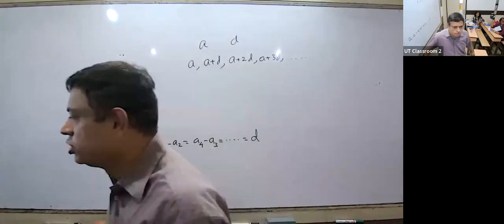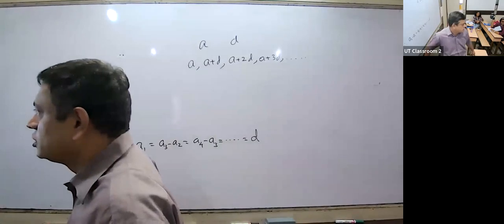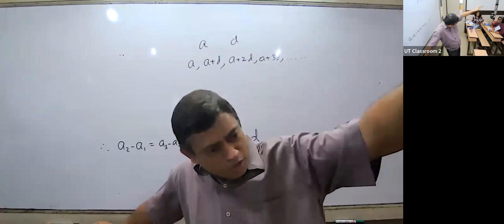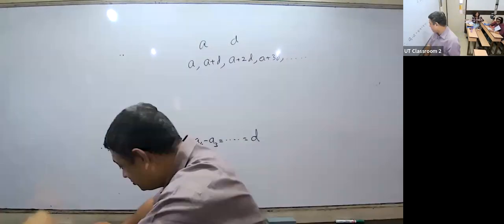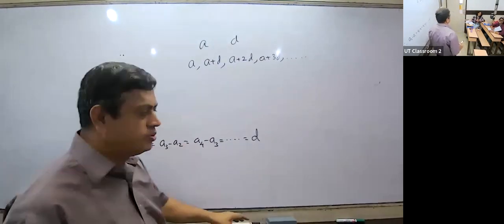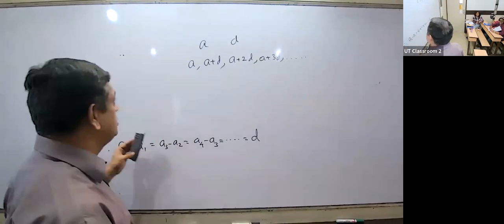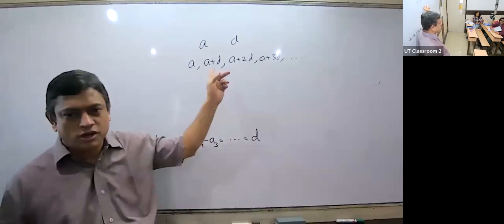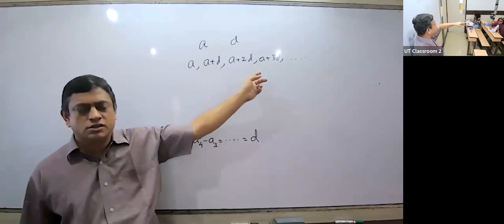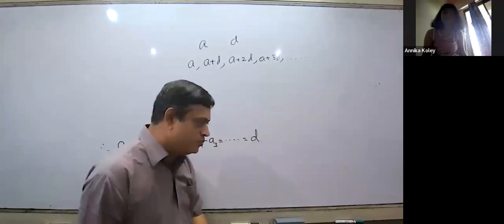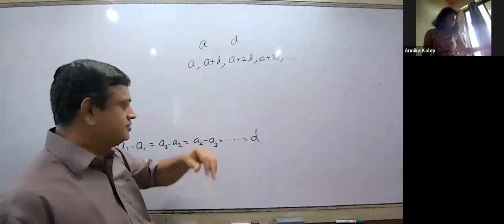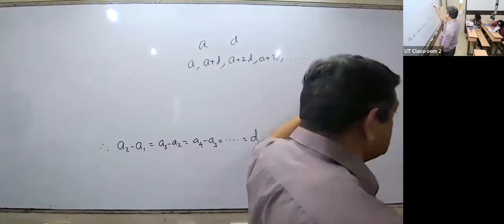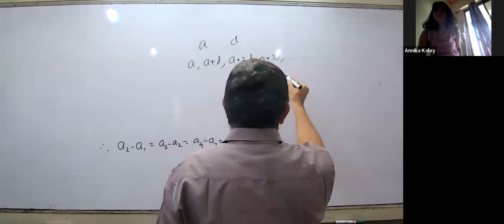Do you know what is an arithmetic progression chapter? What is AP? Here we moved from trigonometry. Trigonometry becomes AP. Okay, now listen. This is the general form.